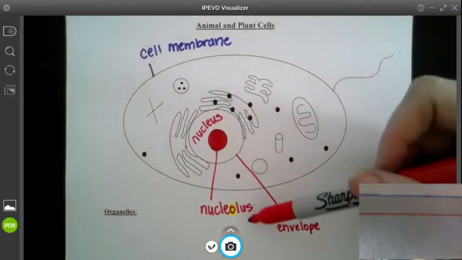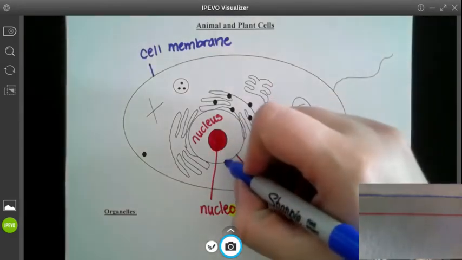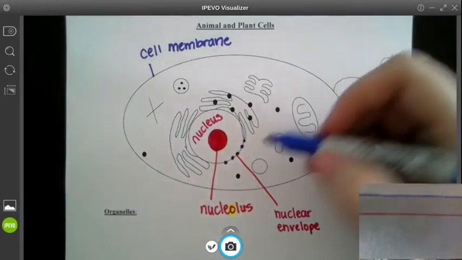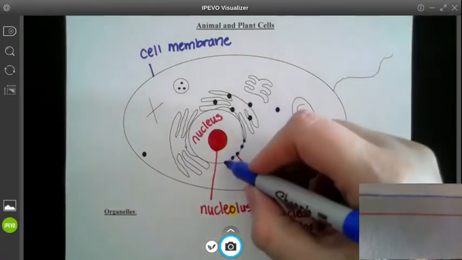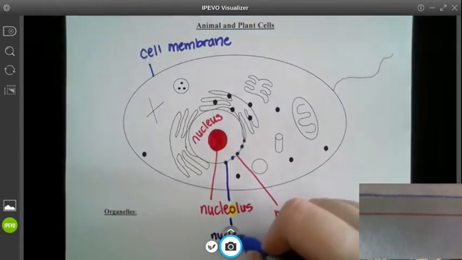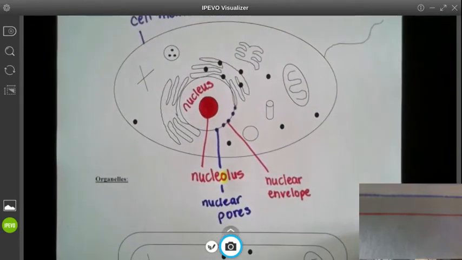The nucleolus makes ribosomes. On the nuclear envelope, there are openings. I'm going to draw those in right there, and those are called nuclear pores. The nuclear pores allow things to enter and exit.